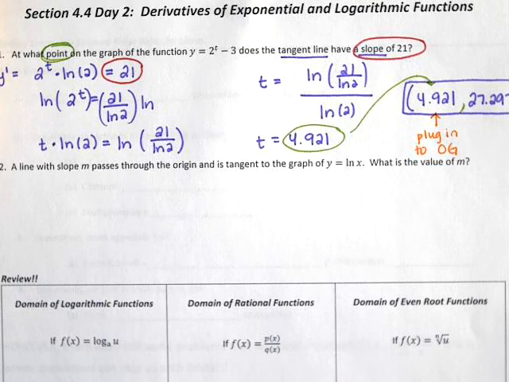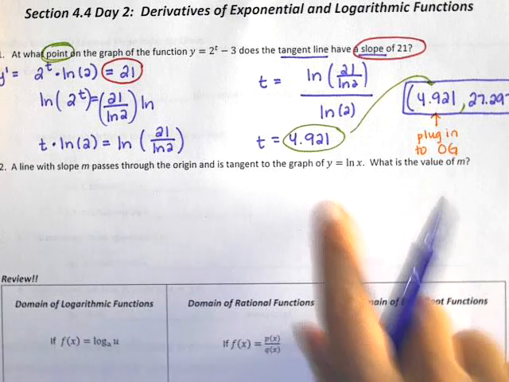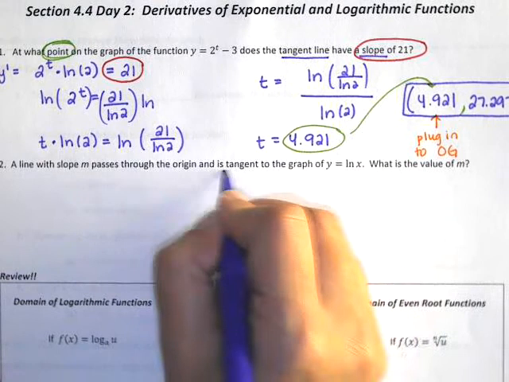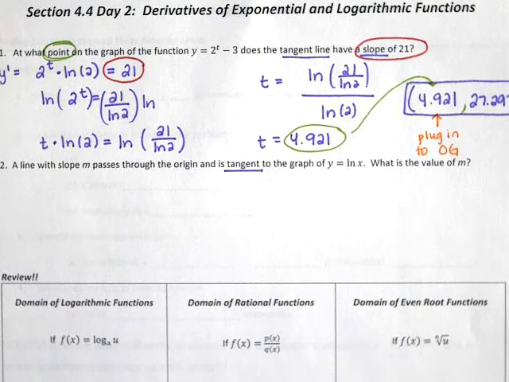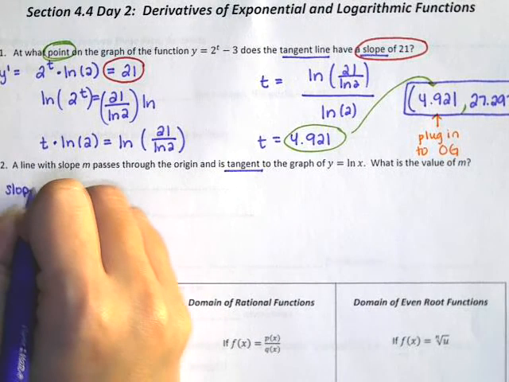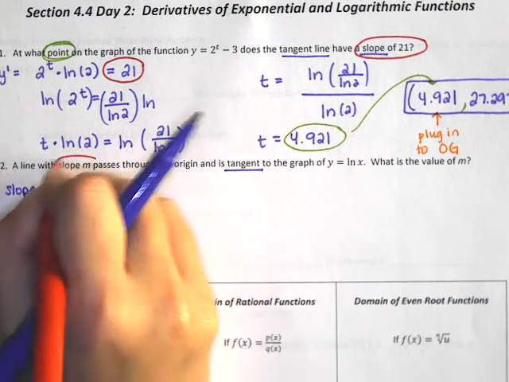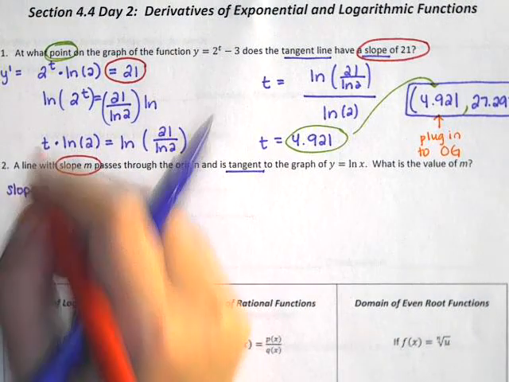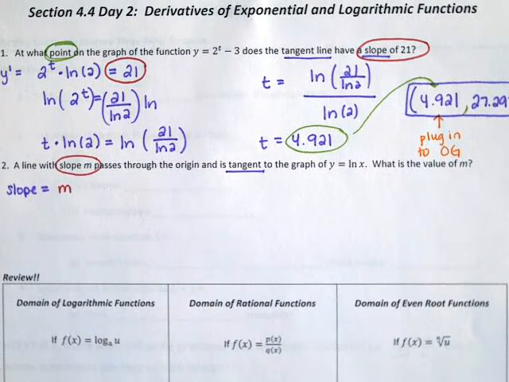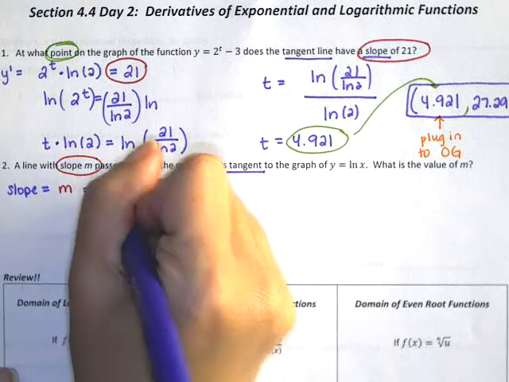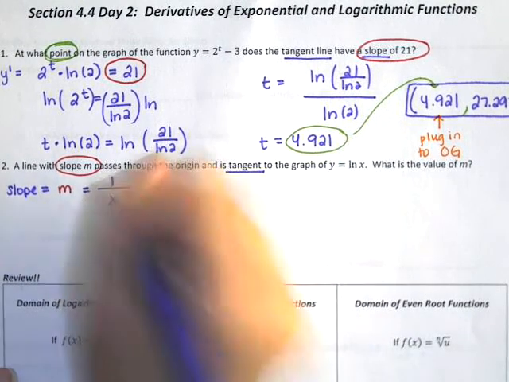A line with slope m passes through the origin and is tangent to the graph y equals natural log of x. What is the value of m? So when I see tangent, and I'm talking about a tangent line, I know I need a point and I need a slope. The slope, it tells me in the problem, is m. But the slope would also be the derivative of my function. So it would need to equal 1 over x.